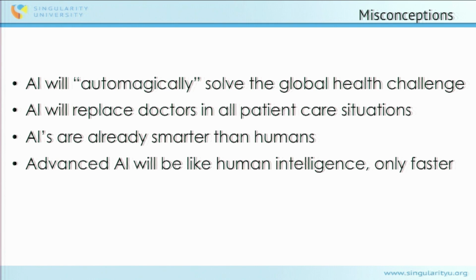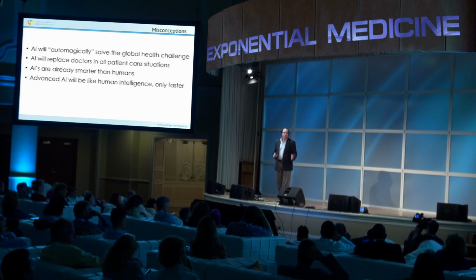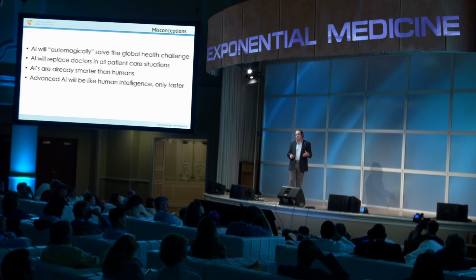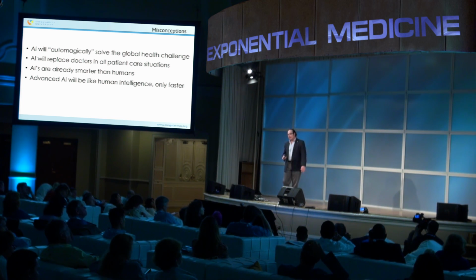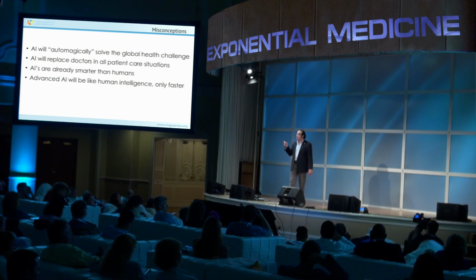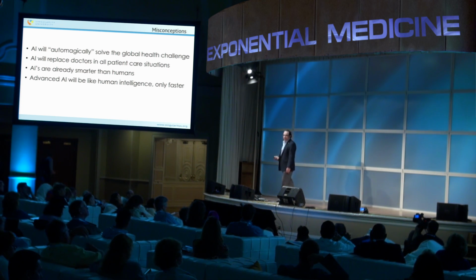So some misconceptions that AI will automagically solve the global health challenge. There's a lot of public health issues that are not encompassed in just improving diagnosis and treatment options. We're going to have to do a lot of work on the public health front and the economic front to solve the global health challenges we face. AI is replacing doctors in all patient care simulations. Many people are interested in human touch. AI is already smarter than humans, just in some narrow areas. Or advanced AIs will be like human intelligence, only faster. No, they will be truly different.